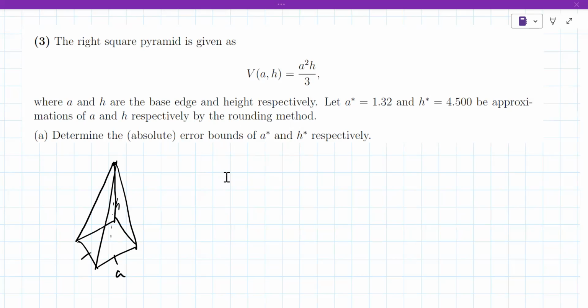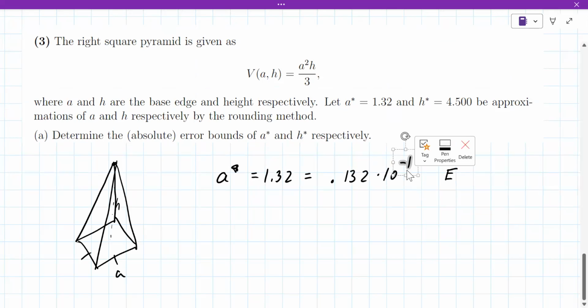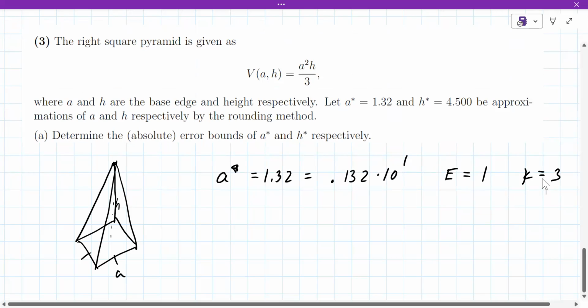Okay, so A star, this is kind of like question 1. It is 1.32, but in your class, you're supposed to change this to 0.132 times 10 to the 1, not minus 1. You have to move that decimal over. E is the exponent, and this thing K is the number of digits. So 0.132 is 3 digits. That's where the K comes from. This E is that.